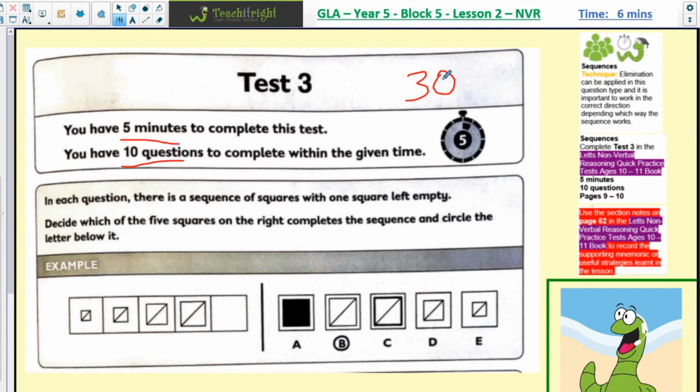We've seen that before. We know that means it's 30 seconds per question. I have a feeling this is going to be quite a familiar thing for all these Let's questions. Sequences. In each question, there is a sequence of squares with one square left empty. Decide which one fits into the square.